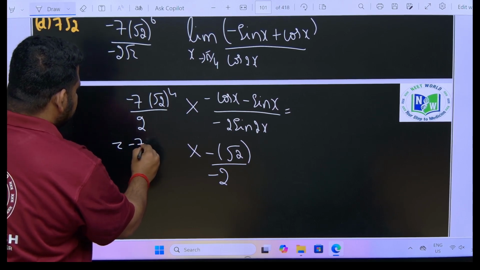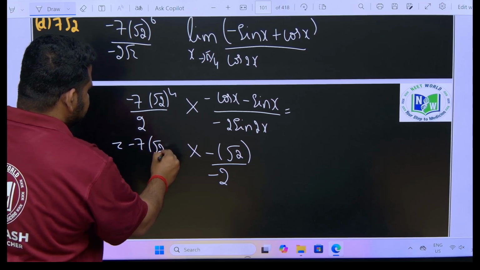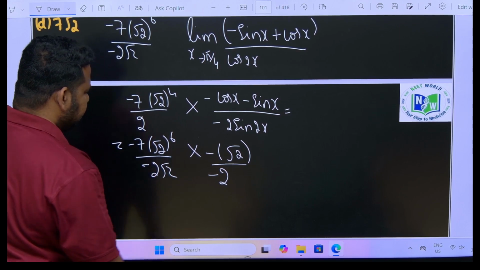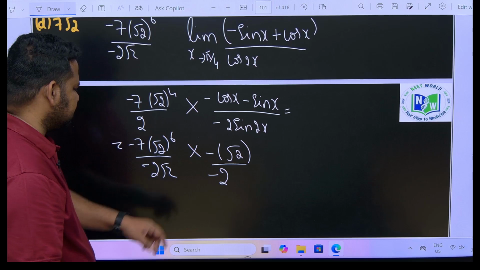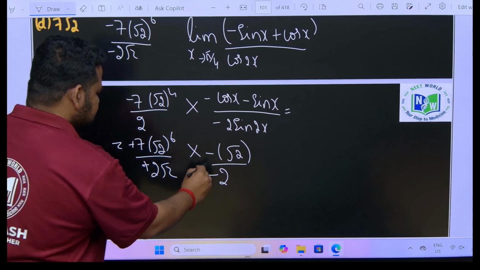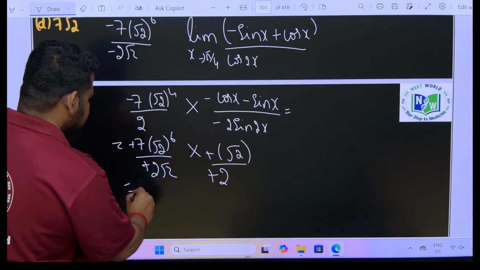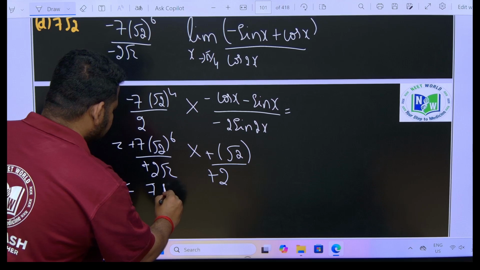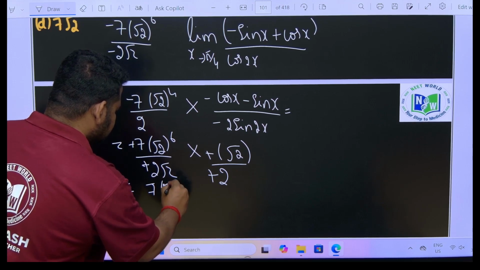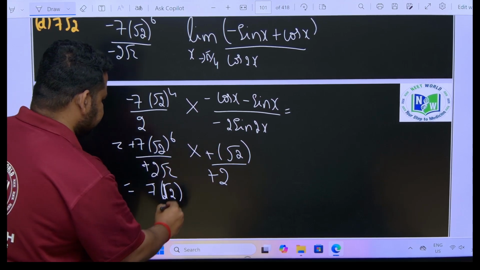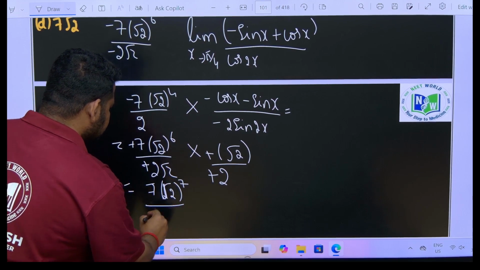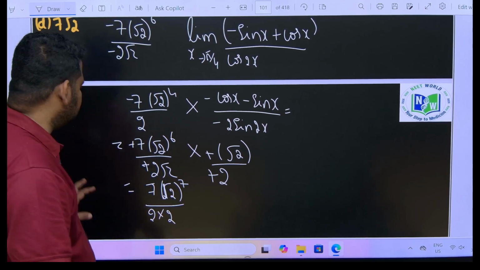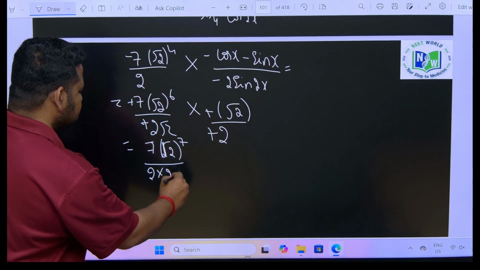Minus 7 into root 2 to the power of 6 divided by minus 2 root 2. This is again minus, so minus will become plus. So this is 7 into root 2 to the power of 7, divided by 2 into 2 into root 2. 2 into 2 into root 2.